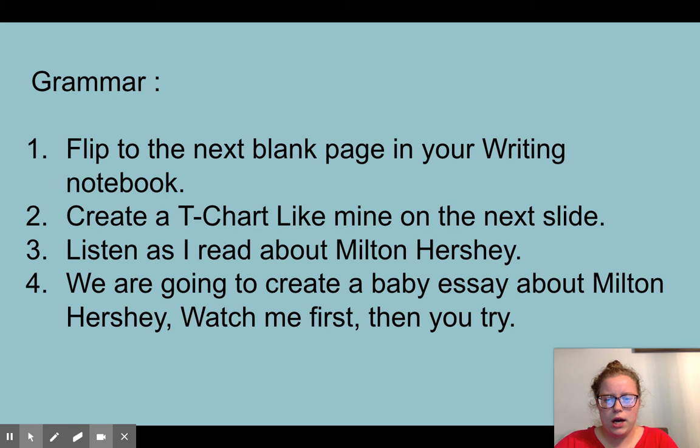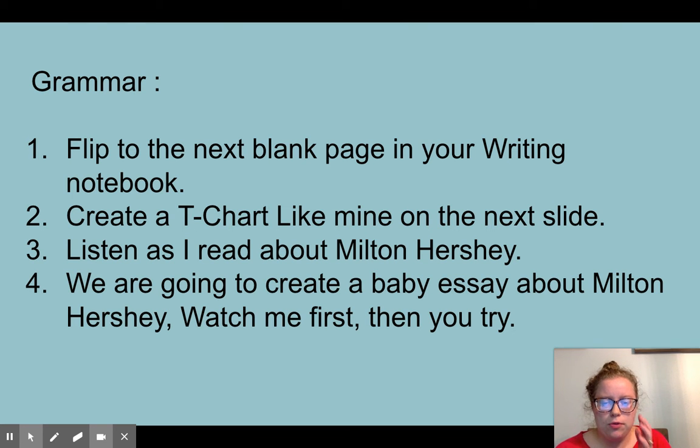Okay. We are going to read about Milton Hershey today. We started talking about him at the beginning of the week, and we are going to continue talking about him today. We are actually going to write a baby essay on Milton Hershey, kind of like what you've been doing with Jeremy. You're going to think of some character traits that describe Milton Hershey and think of some evidence from what I read to you today on why. And then we will go from there.